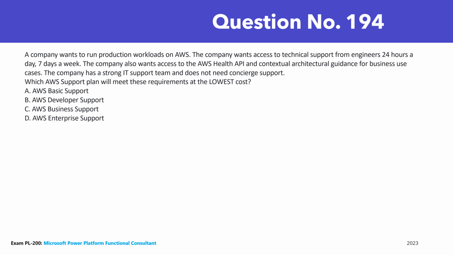A company wants to run production workloads on AWS. The company wants access to technical support from engineers 24 hours a day, 7 days a week. The company also wants access to the AWS Health API and contextual architectural guidance for business use cases. The company has a strong IT support team and does not need concierge support. Which AWS support plan will meet these requirements at the lowest cost? A. AWS Basic Support. B. AWS Developer Support. C. AWS Business Support. D. AWS Enterprise Support. Correct answer, D.